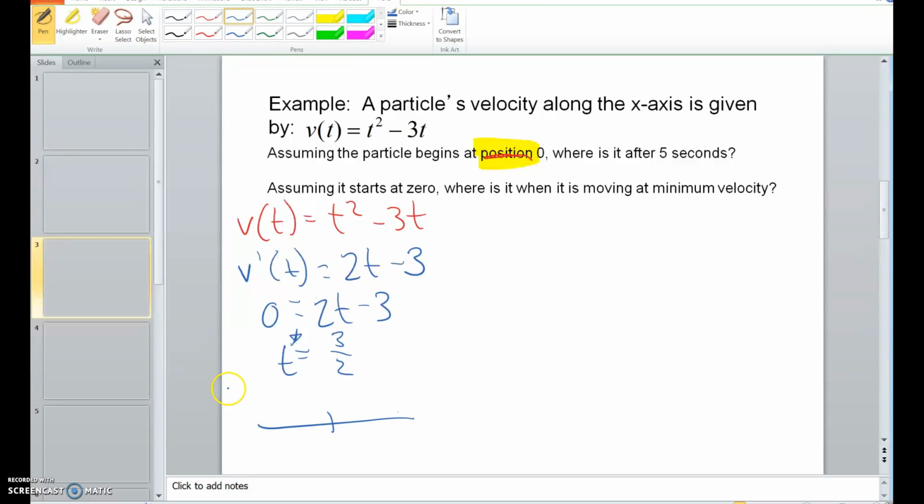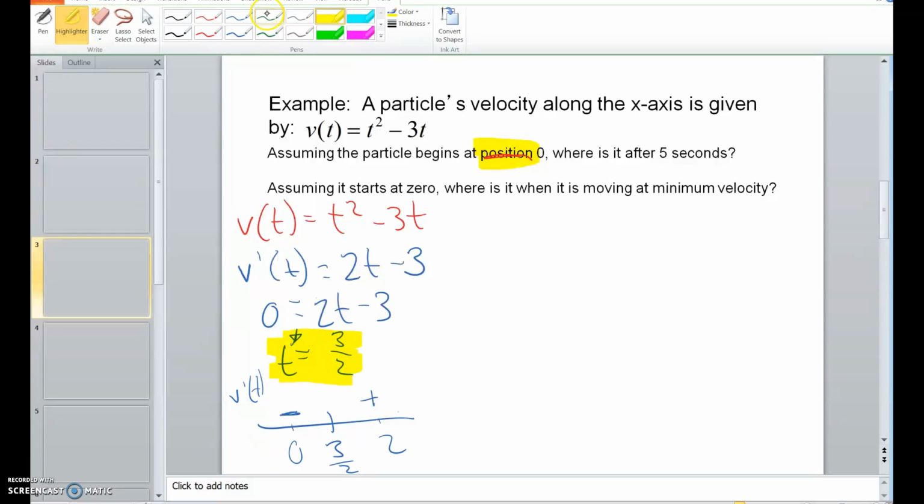We do a sign chart here for v prime. If we plug in, let's say 0, we get a negative number. If we plug in 2 into v prime, we get a positive number. So because v prime is changing from negative to positive, that means that we have in fact found a minimum for velocity. So this particle has a minimum velocity at t equals 3/2.